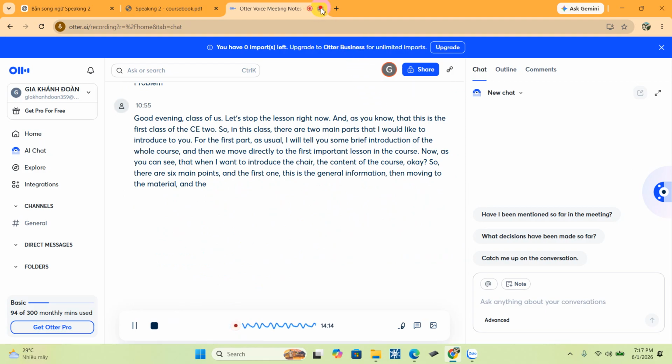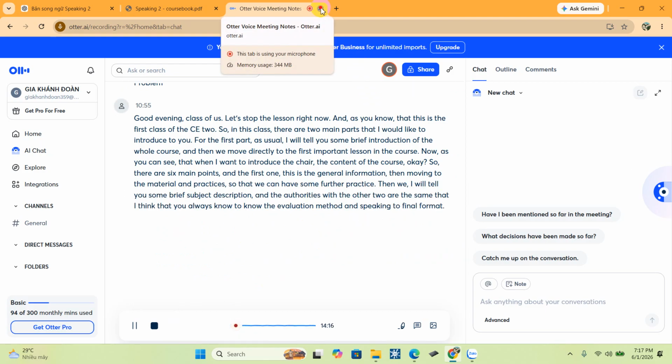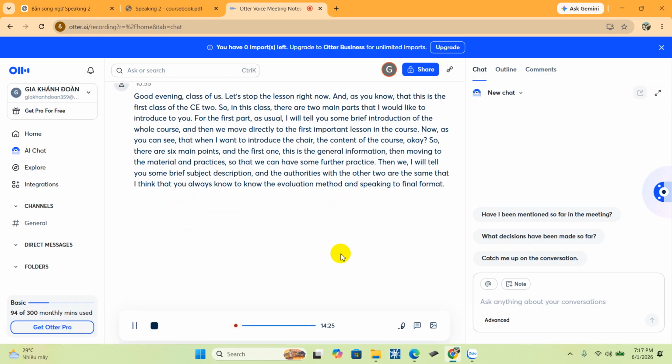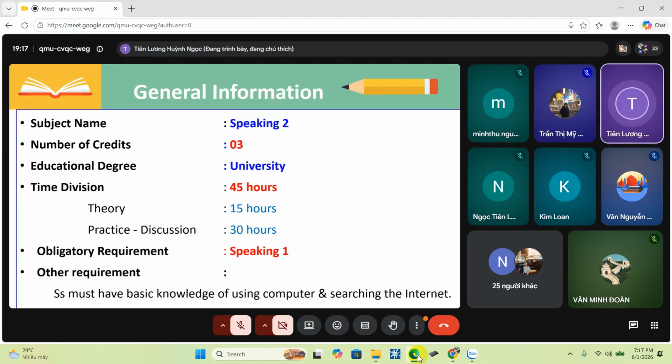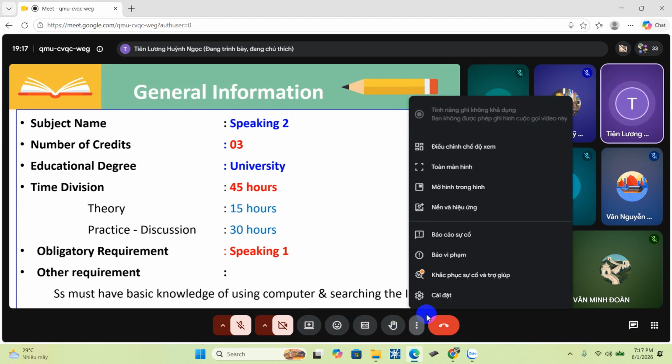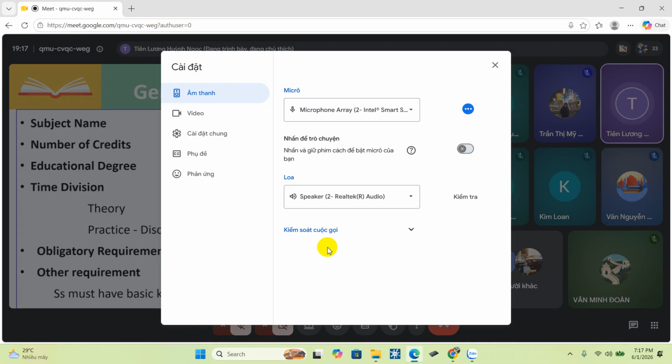Now, as you know, the total time for this course is around 45 hours, including 15 hours for theory and 30 hours for practice and discussion. And the prerequisite for this course is that you need to finish Speaking One.